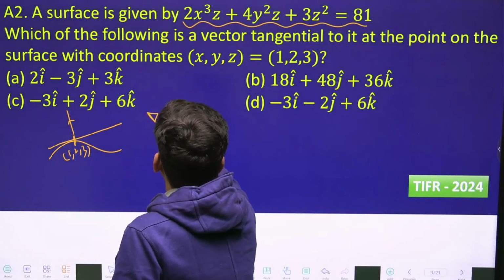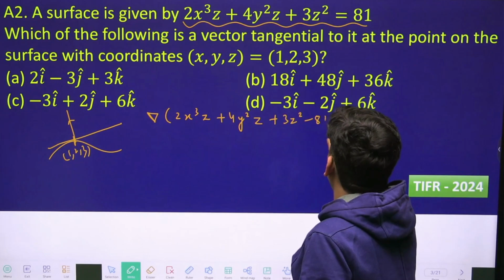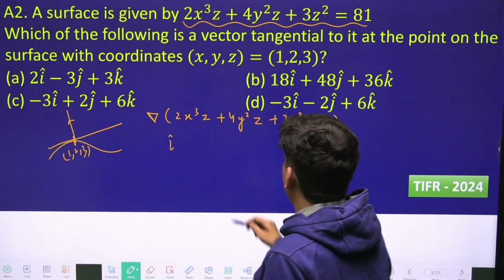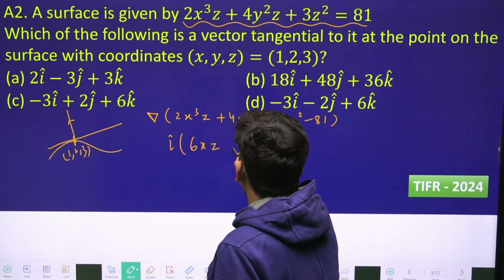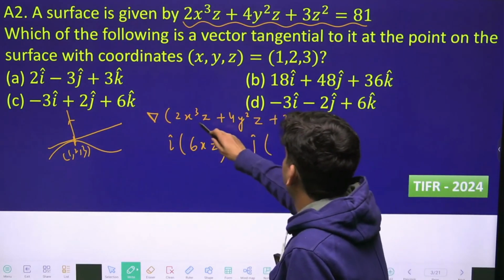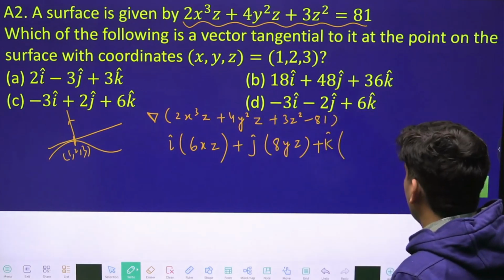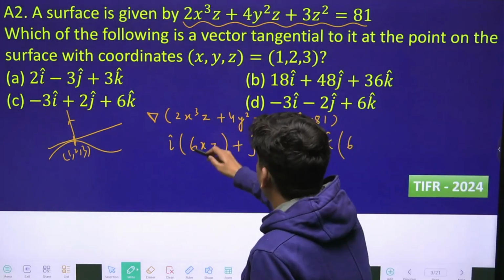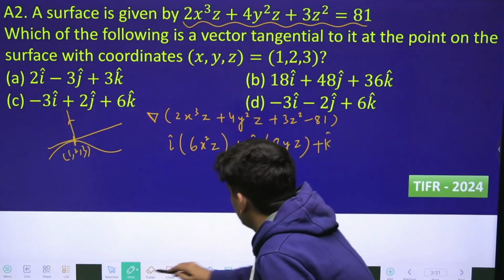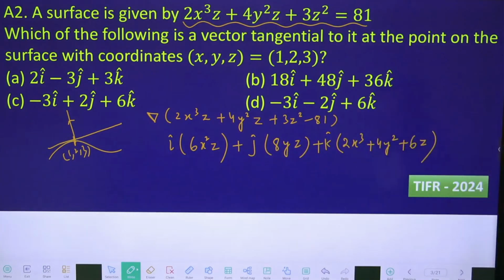So grad of 2x³z + 4y²z + 3z² − 81. Let us calculate this gradient. So i cap, del by del x of this, it will give me 6xz, and here there is no x gone, plus j cap del by del y. So del by del y, this is 0, this is 0, this is 0, only this will survive: 8yz, plus k cap, del by del z, just a second, del by del z is 2x³ + 4y² + 6z. This is del by del z.